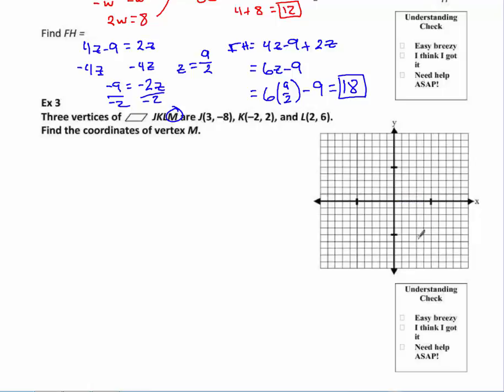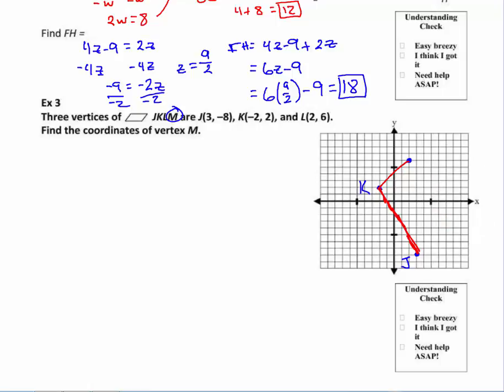So we have 3, negative 8 for J. We have negative 2, 2 for K. And L is 2, 6. And so what this problem is asking us to do is find out where the other side of this thing is, probably right out here somewhere, but we're not sure exactly where it is. You know, it'd be in this area somewhere. So we're going to figure it out.